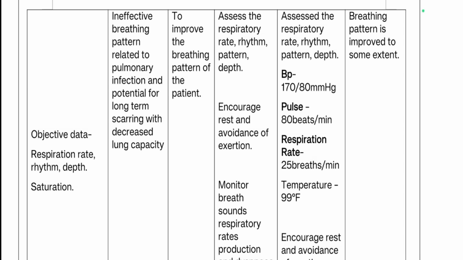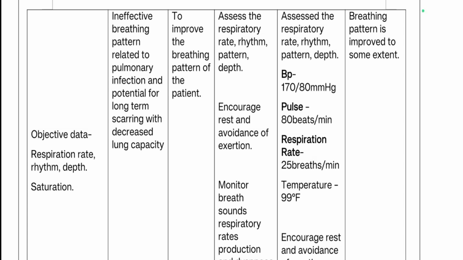And the objective: the respiration rate, rhythm and pattern, like respiration rate is 25, that is more. Is the depth increased or not, is the respiration shallow or not. Fast respiration is there, so that should be mentioned. Then the goal is to improve the breathing pattern of the patient. Then we have to check the respiratory status. Then we have to provide a well ventilated room, rest and a suitable, comfortable position, like high Fowler's position. We can provide a 60 degree to 90 degree angle of the bed.